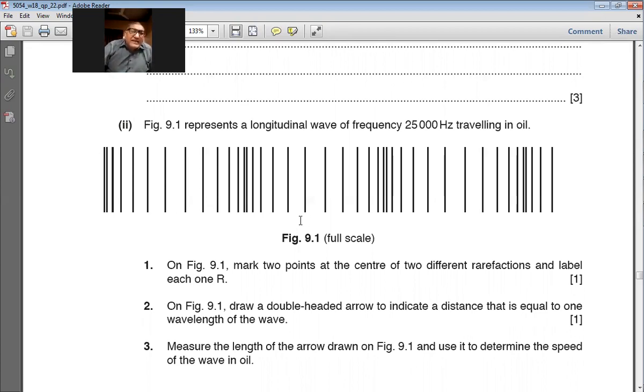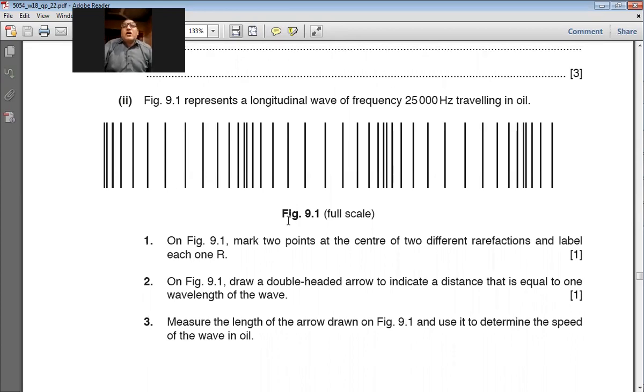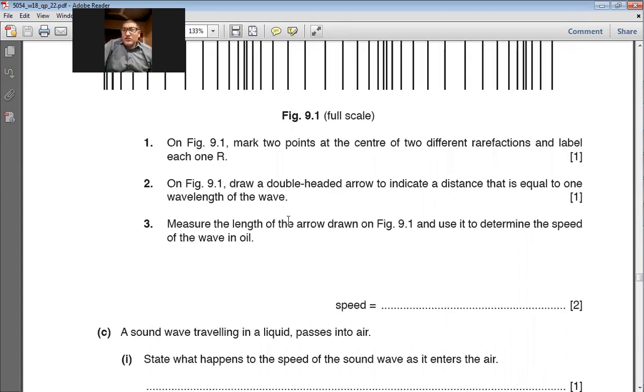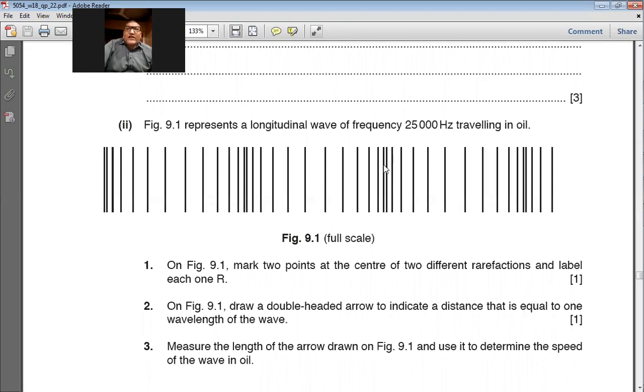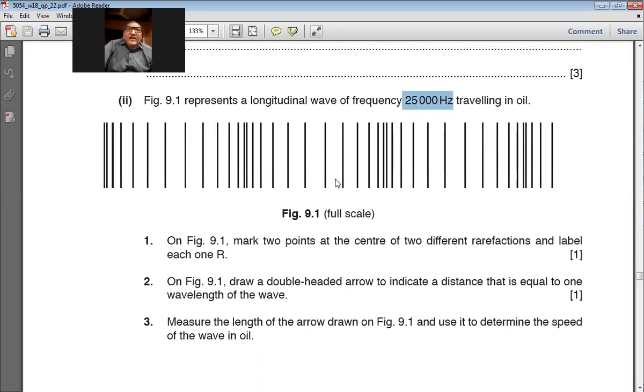Then it says, measure the length of the arrows drawn on figure 9.1 and use it to determine the speed of the wave in the oil. I know the frequency of this ultrasound is 25,000 hertz. If I know the frequency and the wavelength, I can find the speed very easily: v equals f lambda. I will use that. Let me show you my work.